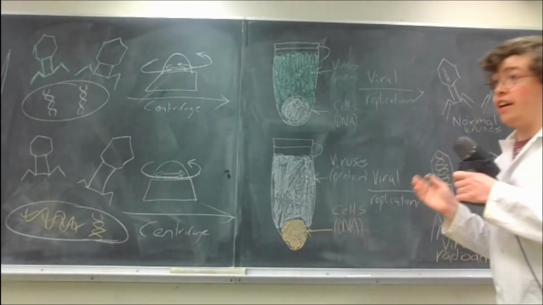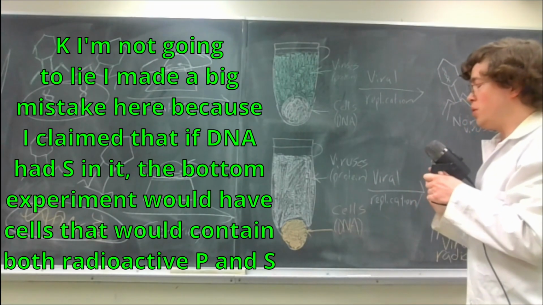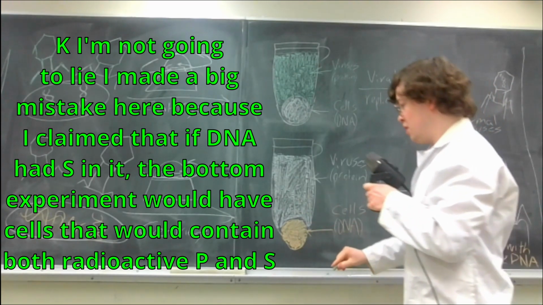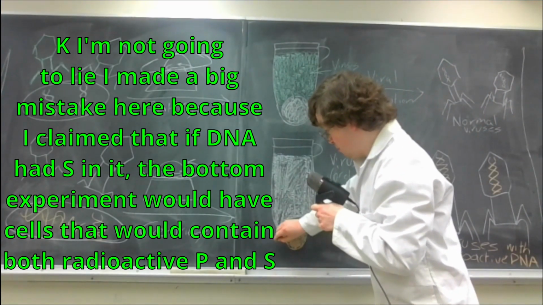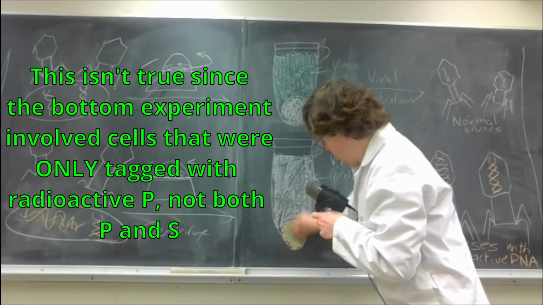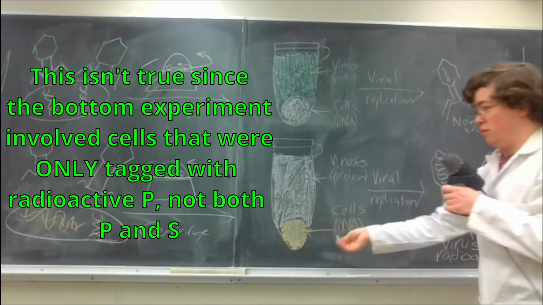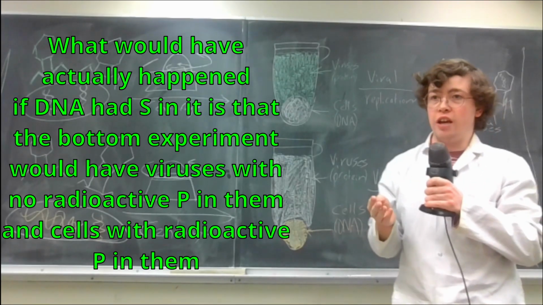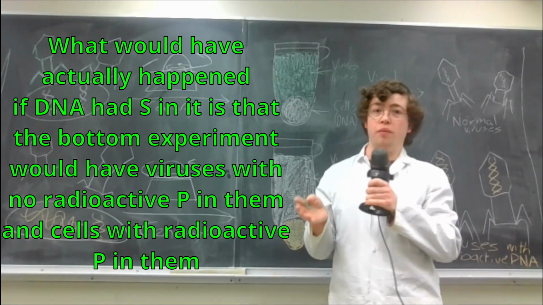in it. If DNA actually had sulfur in it, what we would expect to see is that these cells would not only contain radioactive phosphorus, but they would also contain radioactive sulfur in them. And this would make it extremely difficult to figure out whether or not DNA or proteins were the molecule of inheritance.